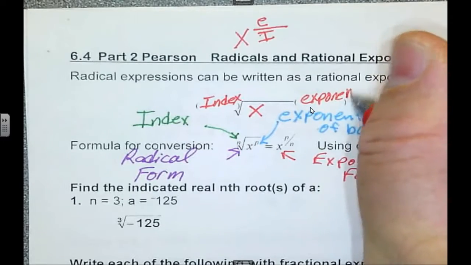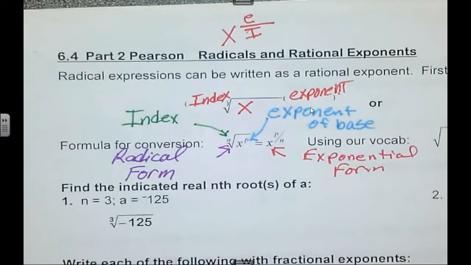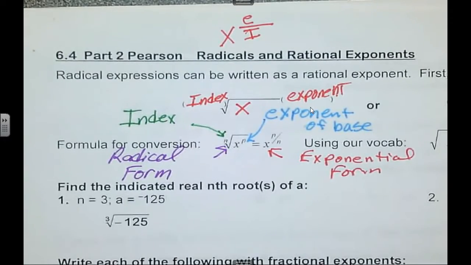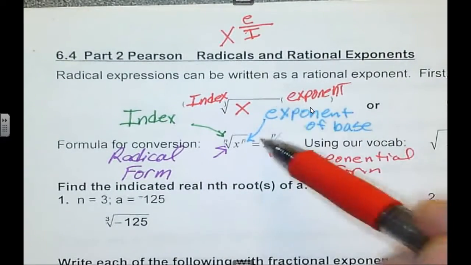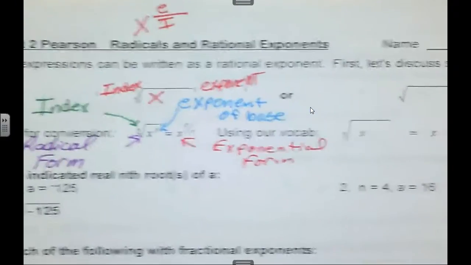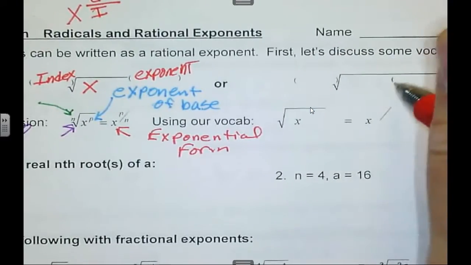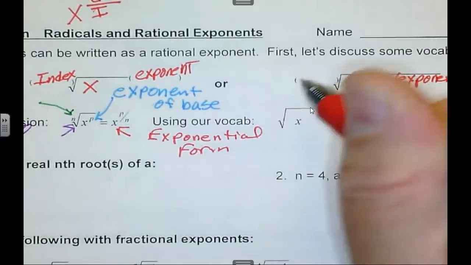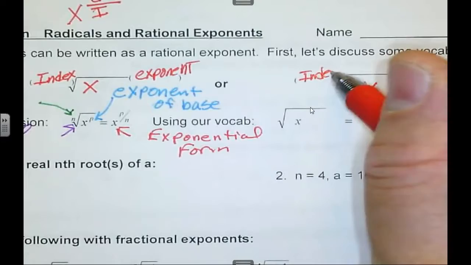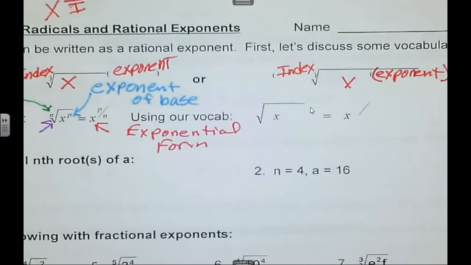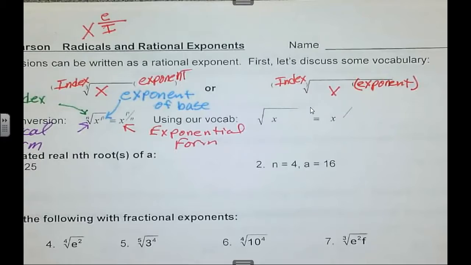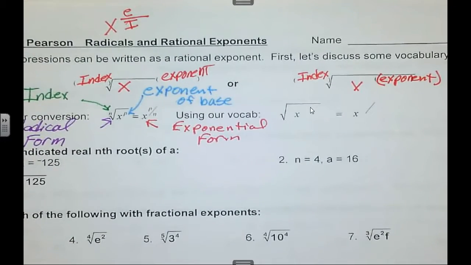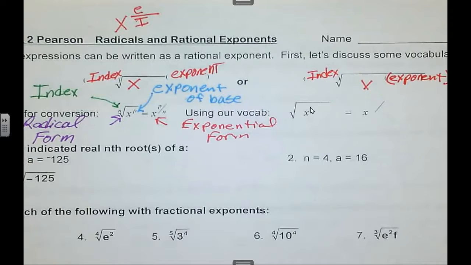Now, unfortunately, there's two ways to write this. I could put the exponent outside my radical, or I can put my exponent under the radical. Here's my base, here's my index. So either one of these is correct.